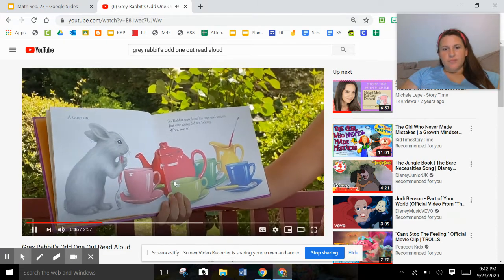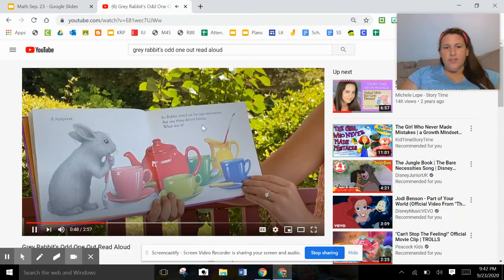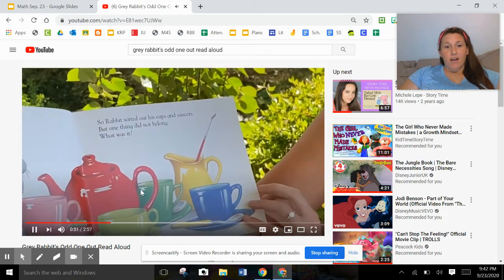Cups and saucers, but one thing did not belong. So there's something on this page that is an odd one out.